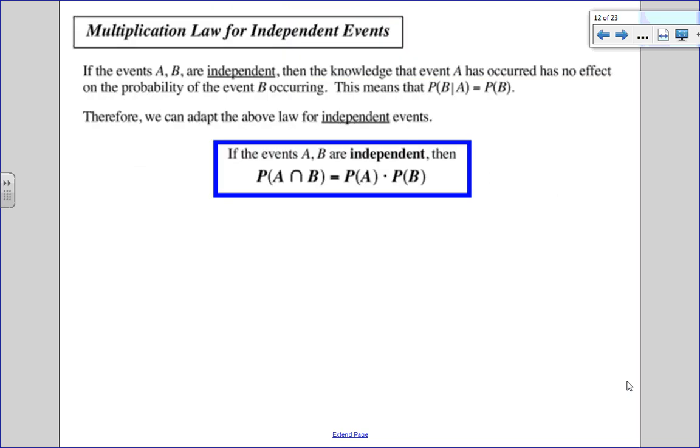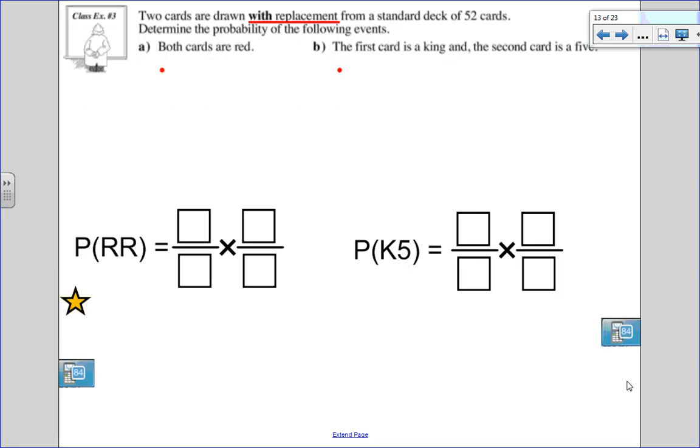Okay, so the multiplication law for independent events. If 2 events are independent, then the probability of A and B happening is just the probability of A times the probability of B. So this time we're going to do with replacement, which means it's independent because the card goes back. So we're going to do the same idea.